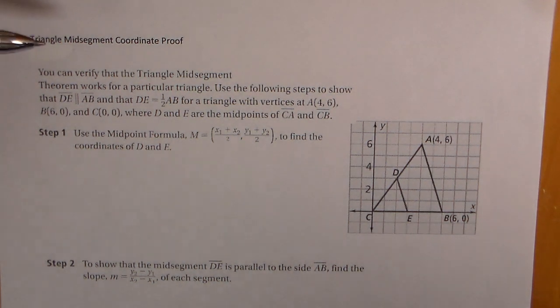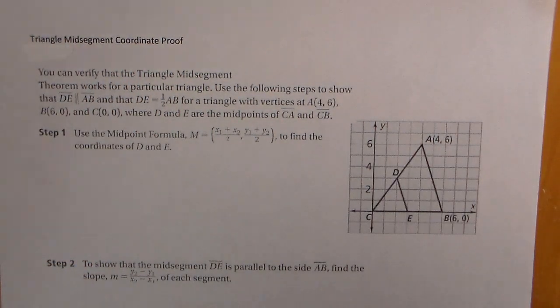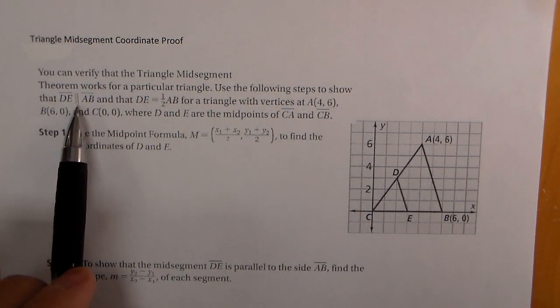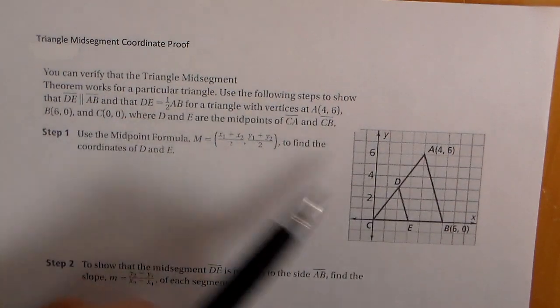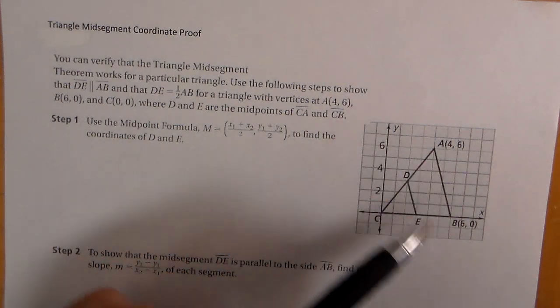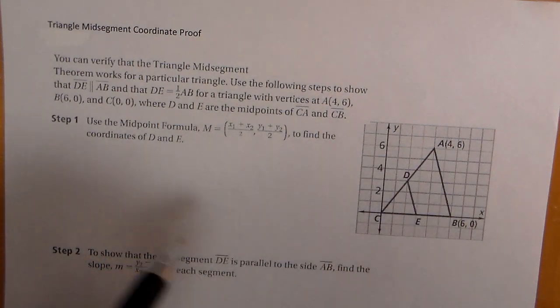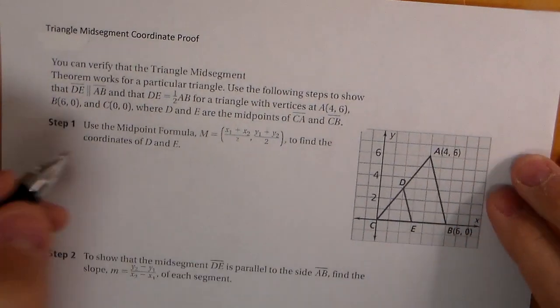For the triangle midsegment coordinate proof, we're going to use a coordinate proof to verify that DE is parallel to AB, so this midsegment is parallel to the side, and that it's half the length. DE is half the length of AB, given our vertices for A, B, and C. So we start off, we need to use the midpoint formula to find the coordinates of D and E.